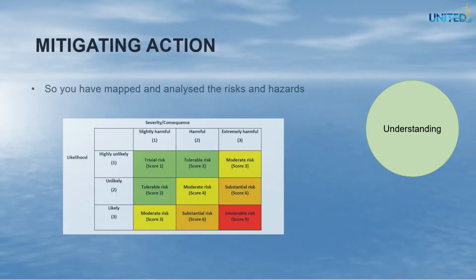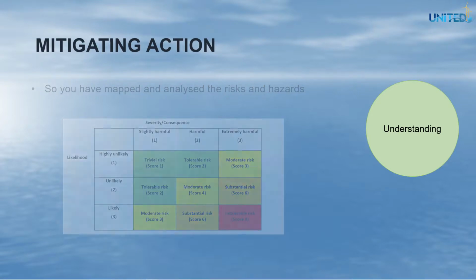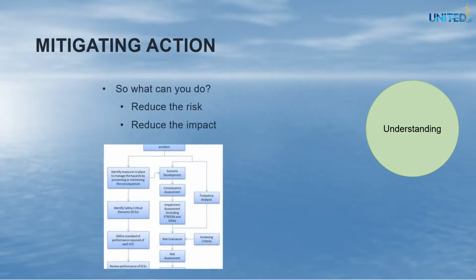Now we have mapped and analyzed the risks and hazards. Then the question is, what can we do? Can we reduce the risk, or can we reduce the impact when something happens? So we have to identify control options, mitigation measures, and coping strategies.